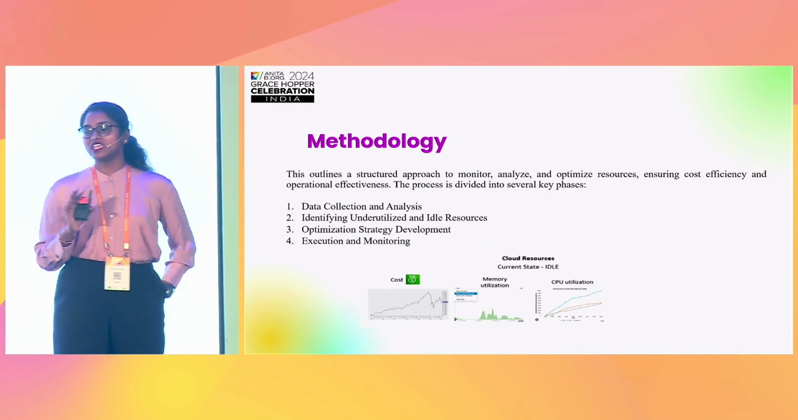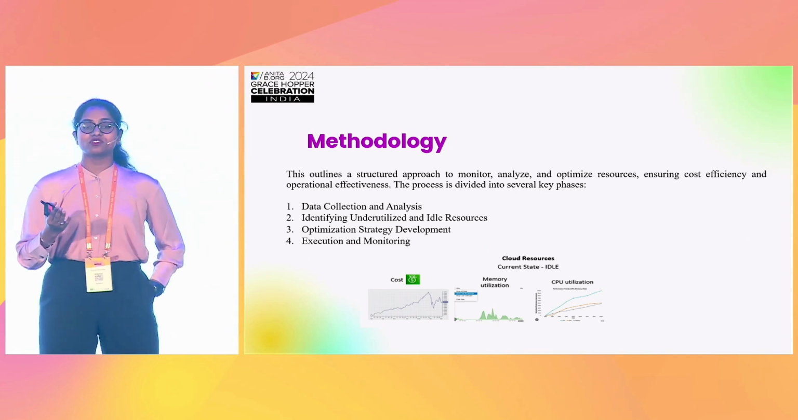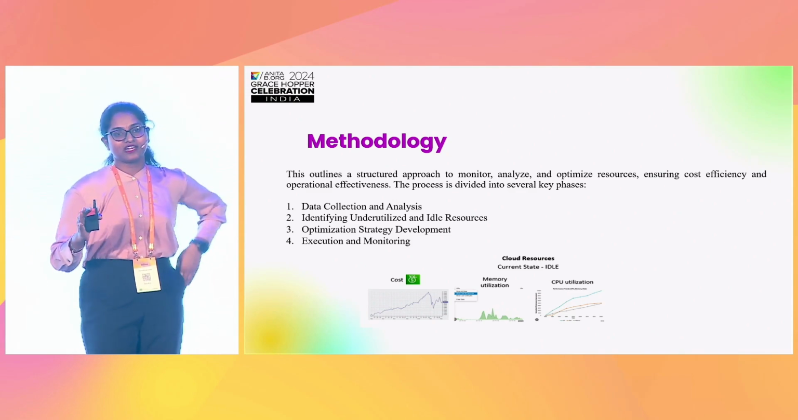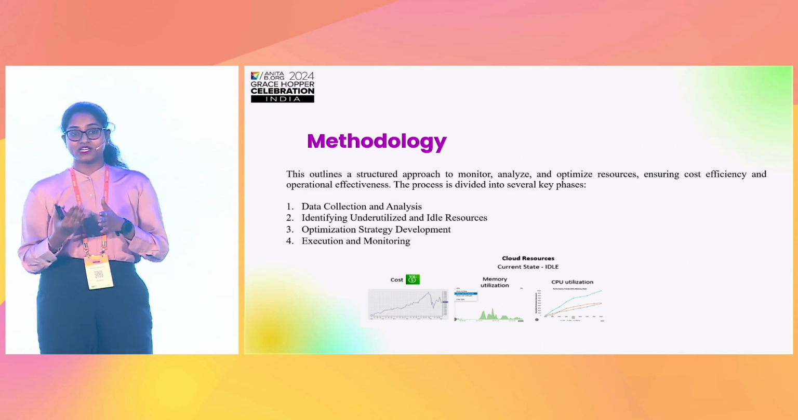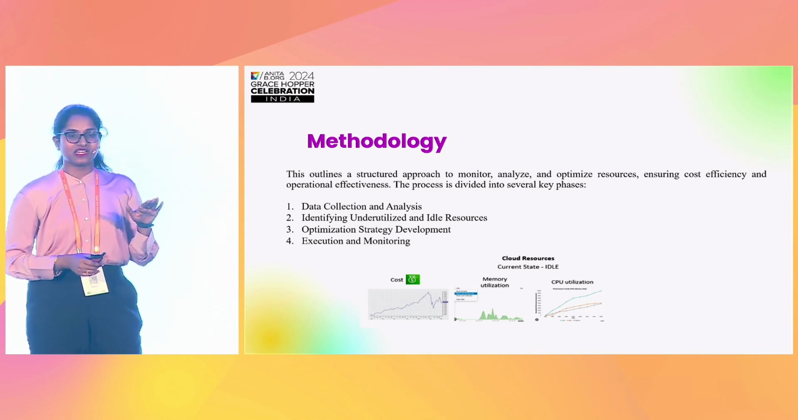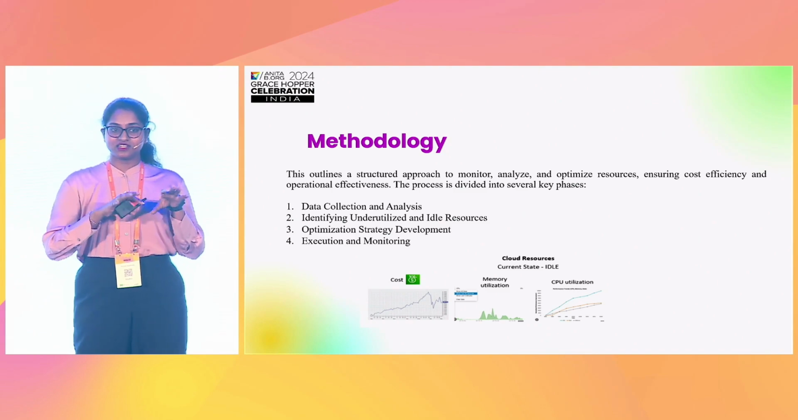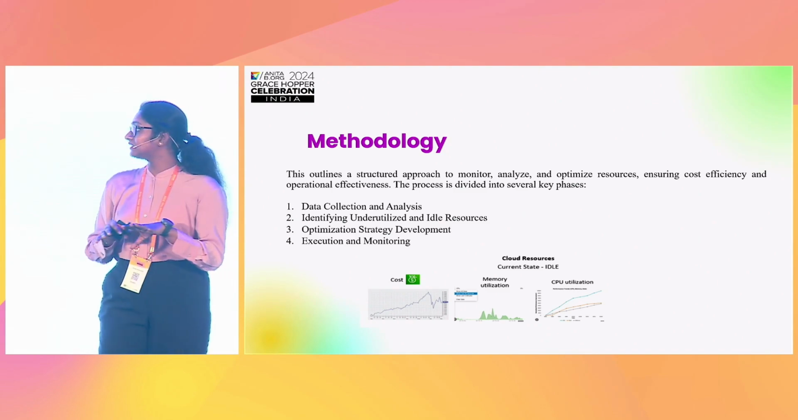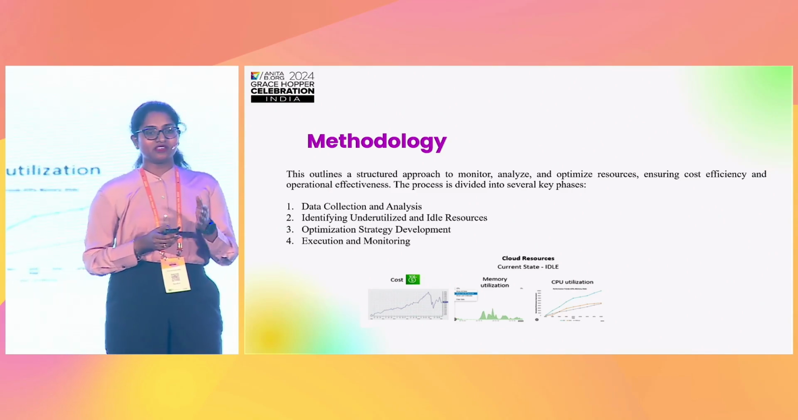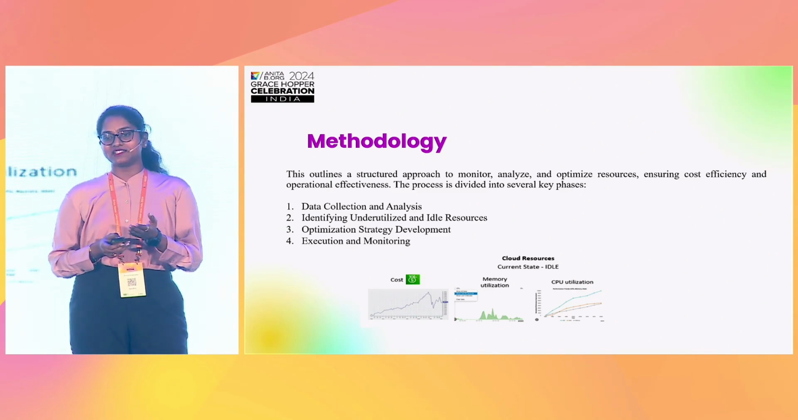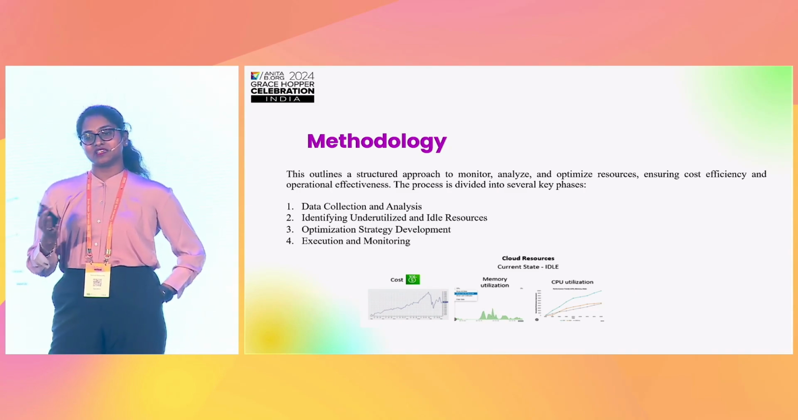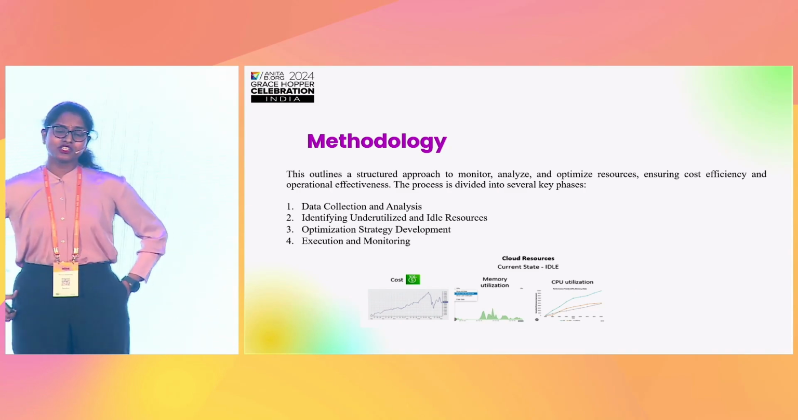This means we have to keep a threshold. Suppose we keep a threshold of 10 percent and keep track of it, with alerts and monitoring, so that if utilization falls below this percentage, we receive an alert that these resources are not getting utilized properly. For the optimization strategy, we will be using auto scaling and right sizing of the apps. This will help us utilize the resources in a better way. And then execution and monitoring.